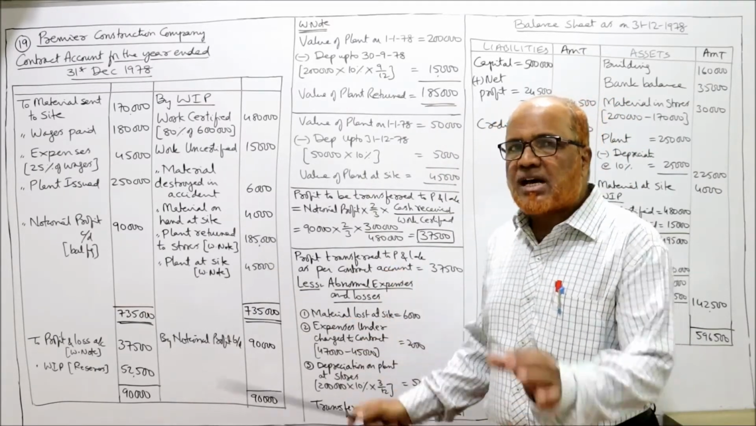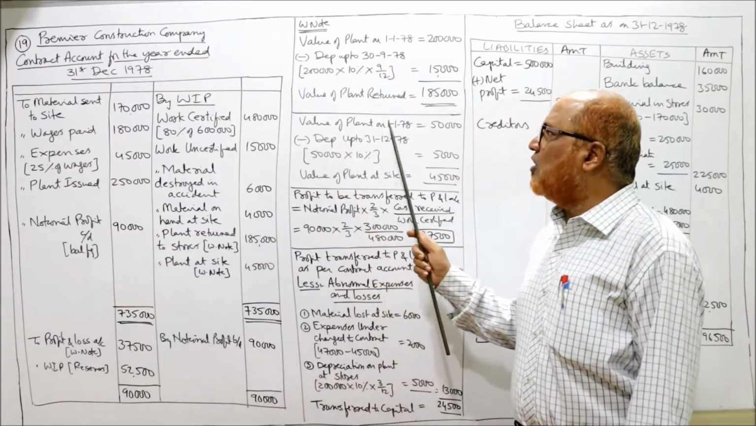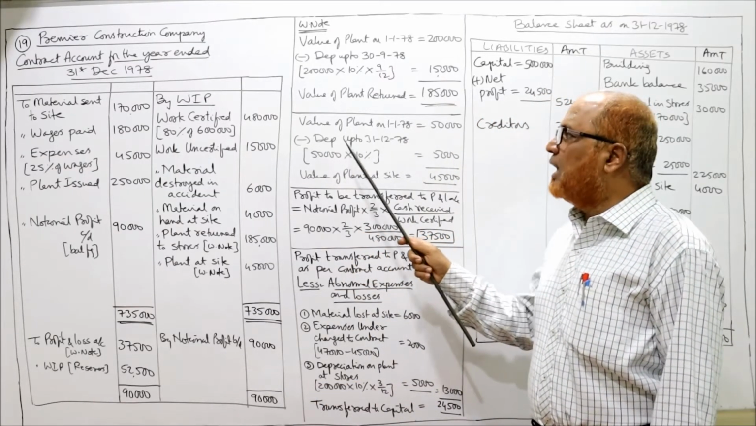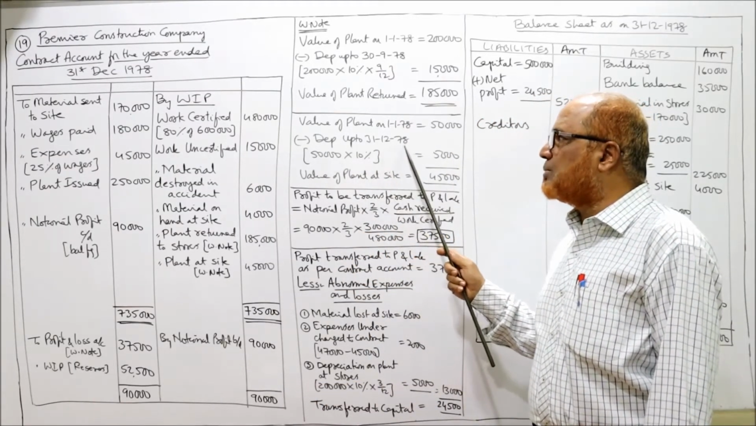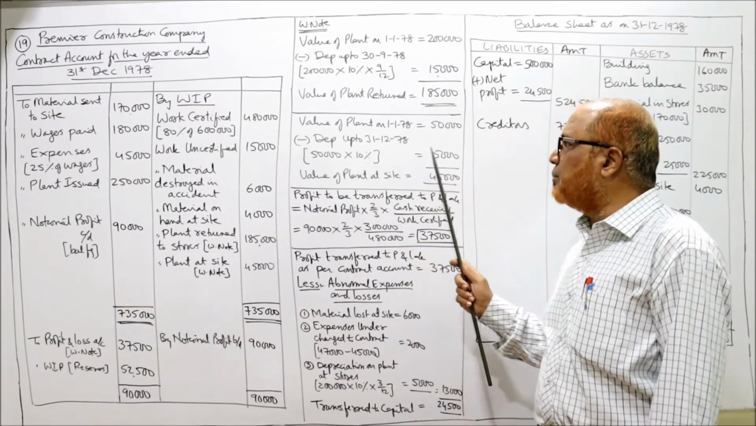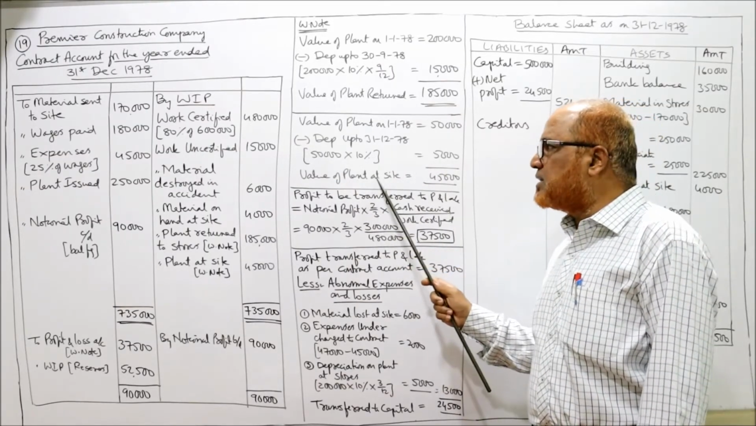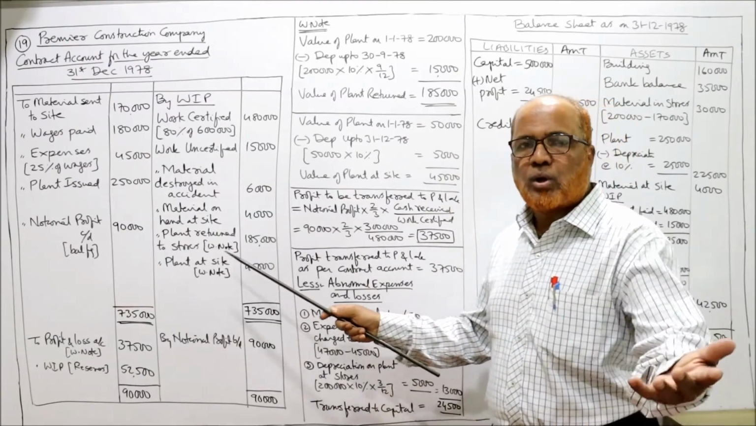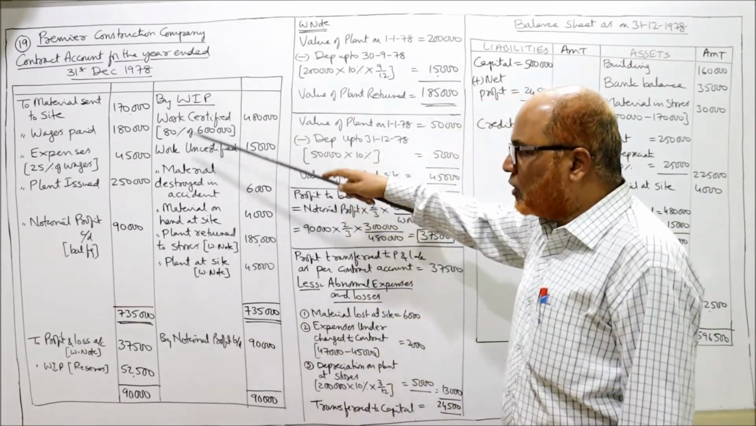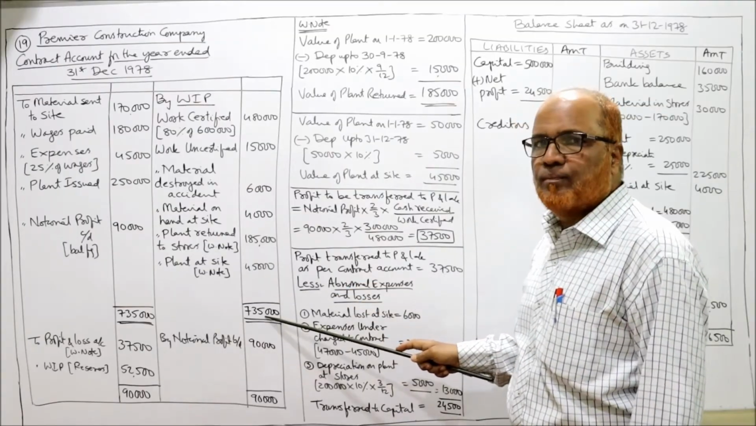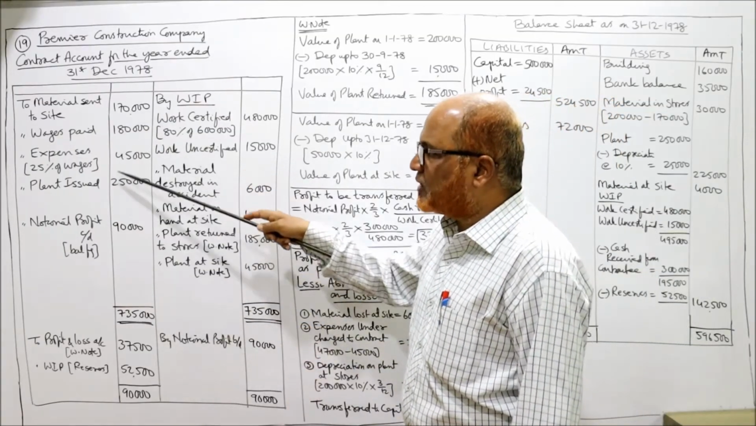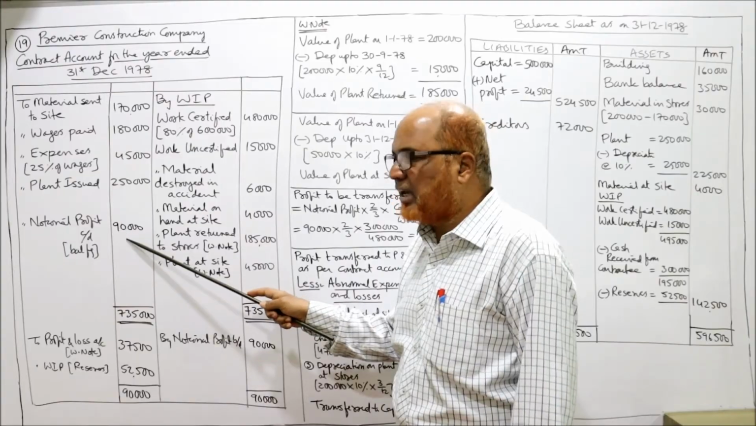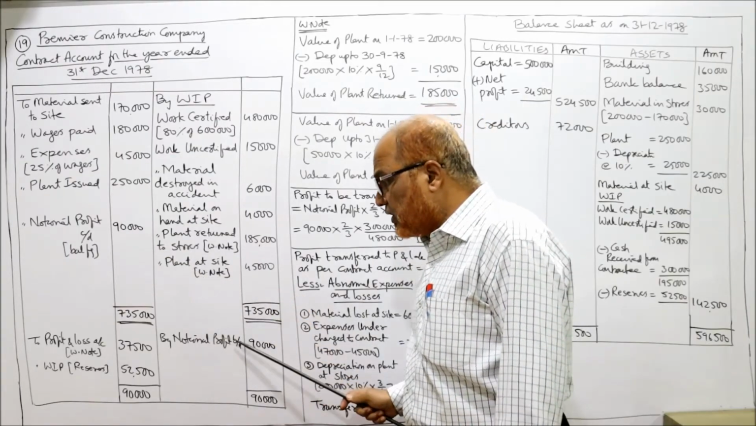Now the plant which is 50,000 rupees: value of plant on 1/1/78 is 50,000 less depreciation up to 31st December 78, 10% of 50,000 is 5,000. What is the value of the plant at the site? 45,000. Here I have taken 45,000. So I have taken all the items. Now take the total on the credit side, 7,35,000. From 7,35,000, subtract all the items. Notional profit 90,000. We got the notional profit.